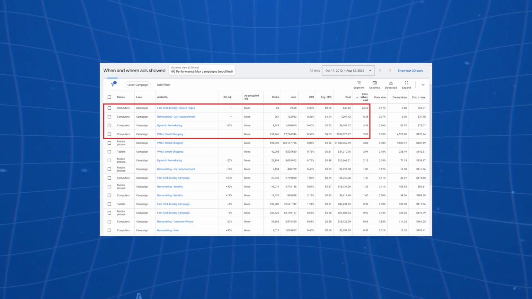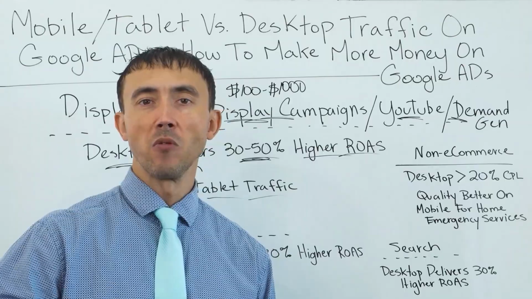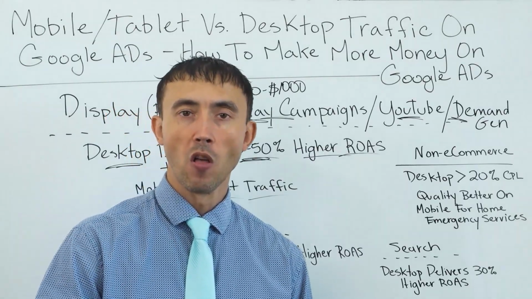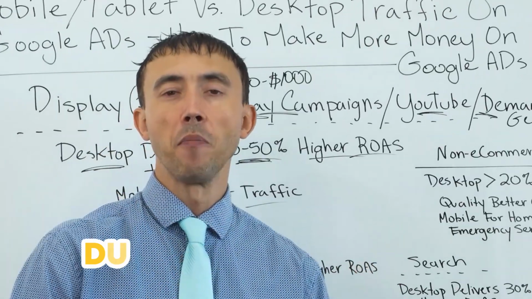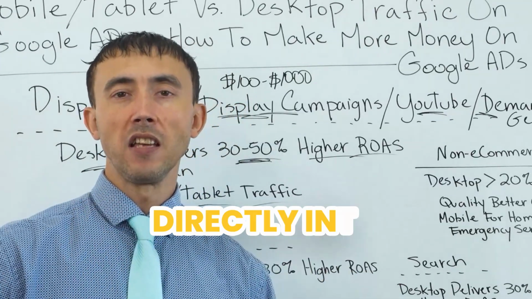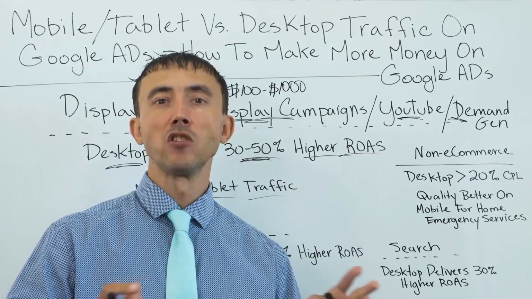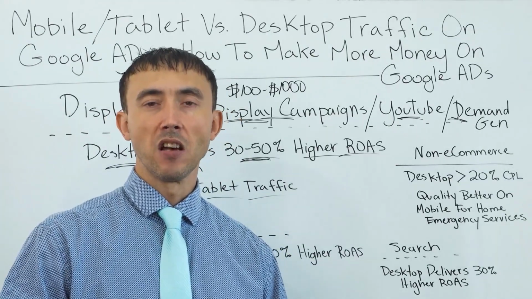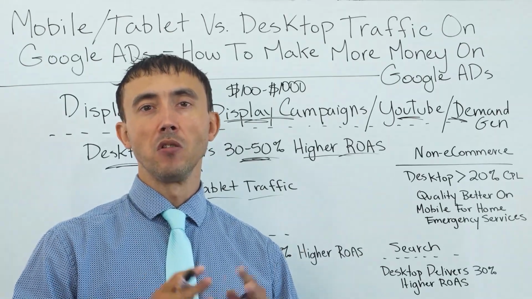So what does this tell you? Well, very simply, if you're not getting the return you want, and let's say you're 30% shy or 50% shy of your goal, I would just completely dump all my ad spend directly into desktop traffic, which naturally you can't do so easily with PMAX itself, but with these other campaign types, you can.